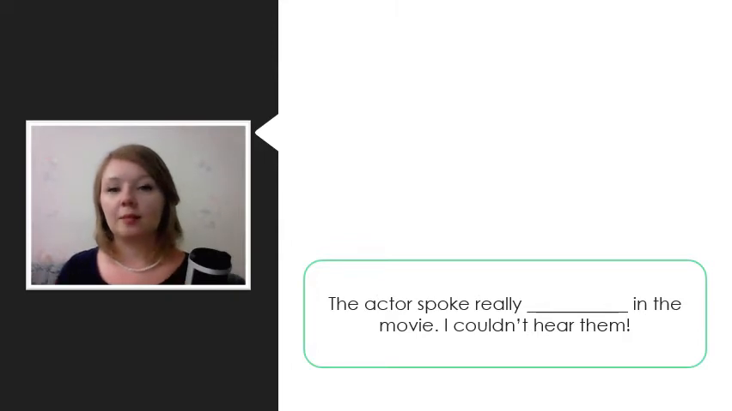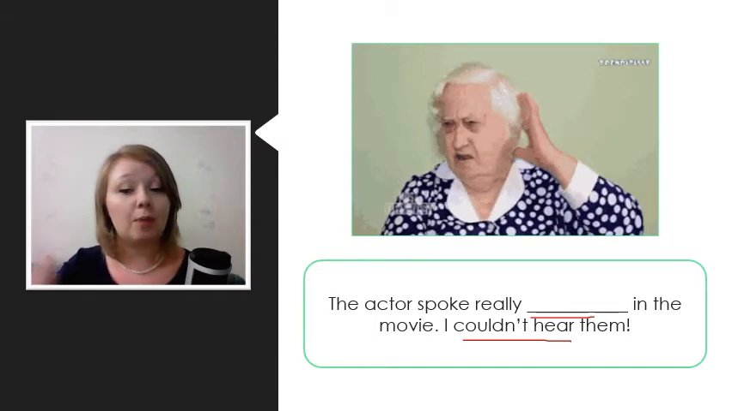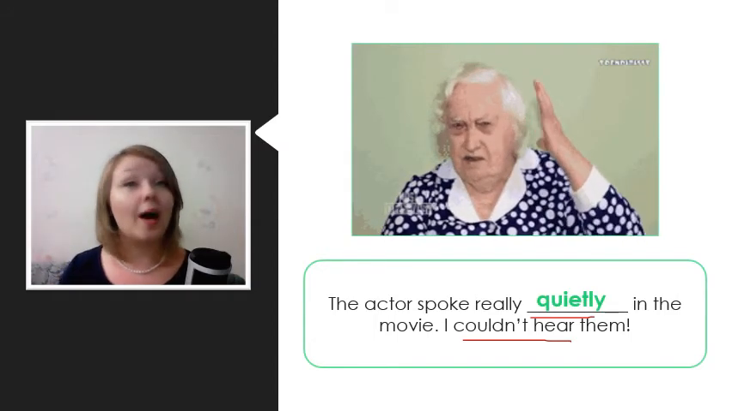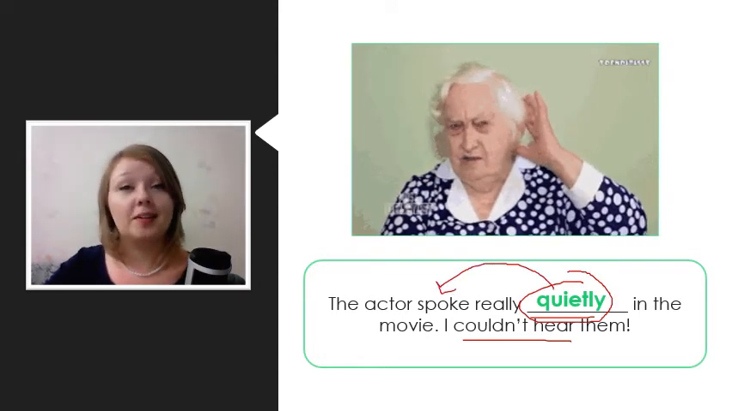Now, let's look at some sentences that are missing an adverb and see if we can guess which adverb of manner that we learned goes into these sentences. Number 1, the actor spoke really blank in the movie. I couldn't hear them. Okay, so how did they speak? Remember, adverbs answer the question how about our verb. How did they speak? Well, if I couldn't hear them, then we would say they spoke really quietly. And here that adverb quietly tells us more about our verb speak.